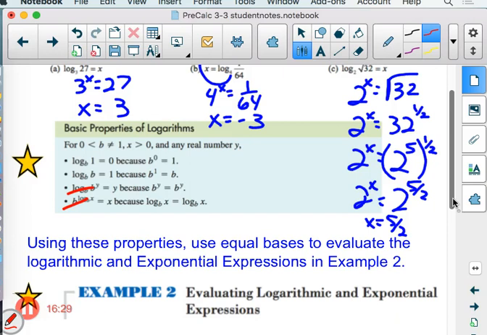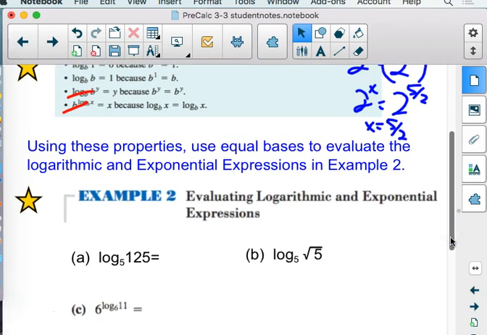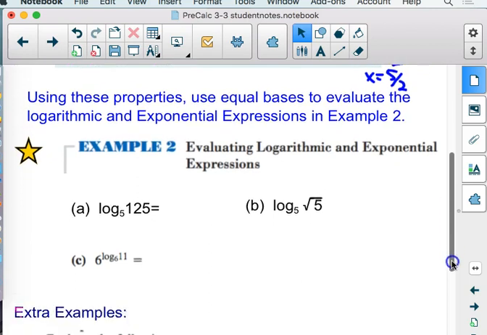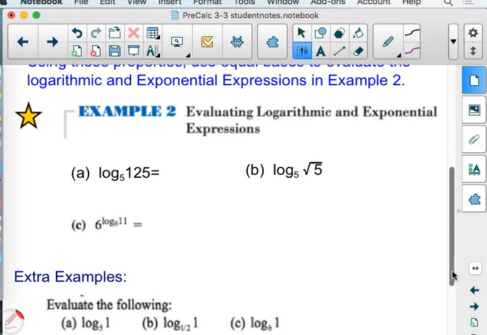So you can snail shell those, but probably a better plan to get used to, okay, let's check these bases out. Let's see if the bases are the same, because then they're going to drop out. Using these properties, use equal bases to evaluate the logarithmic and exponential expressions in example 2. All right, well, let's do that.